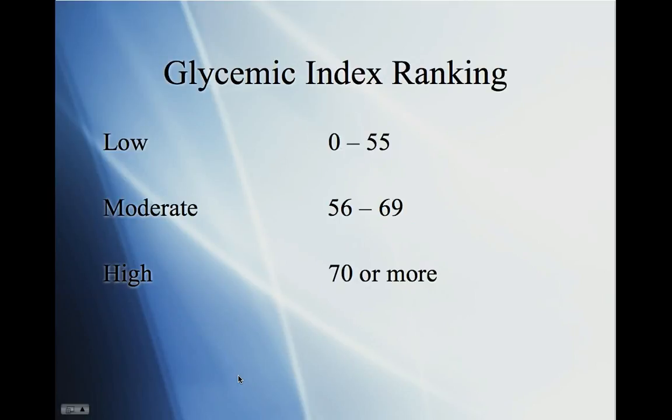So what would be considered a high glycemic index ranking, right? You would look on the index on the table, and if a food has a 70 or higher, it would be considered a high glycemic index ranked food. Low would be 0 to 55, and moderate would be 56 to 69. And what we'll find is that usually foods that are higher in fiber, lower in sugar, are going to be low to moderate on the glycemic index.